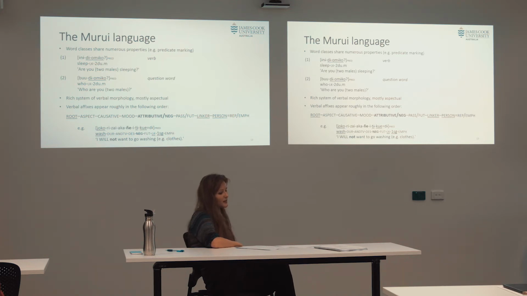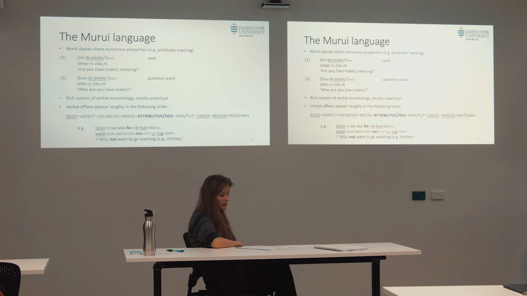And I give you here an example of one of those. In one, we have a verb, which is the head of the intransitive predicate. Diomiko, are you two sleeping? And in two, we have a question word, which is the head of the intransitive predicate. Bu diomiko, who are you? Murui has a rich system of verbal morphology, which is mostly aspectual, and there is only one tense marker, which is future. Non-future is unmarked in Murui.